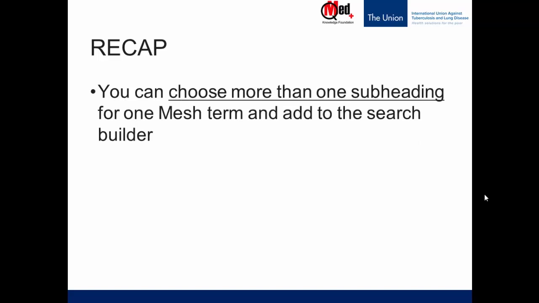The last point is, when we are searching for subheadings, we can choose more than one subheading for one MeSH term and then add it to the search builder. That's the right way of applying more than one subheading. Choose them all together and then add it to the search builder and search PubMed. So this was the basic way in which we found a MeSH term, maybe added subheadings and added them to the search builder and then searched PubMed.